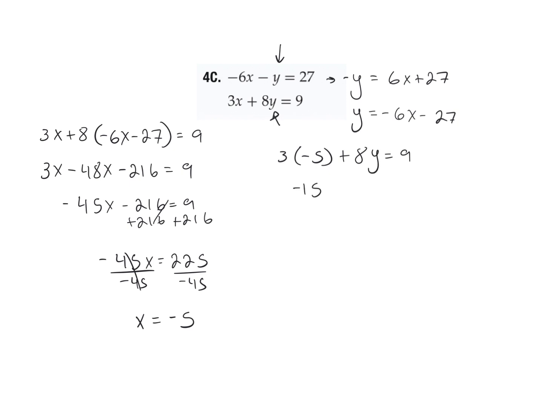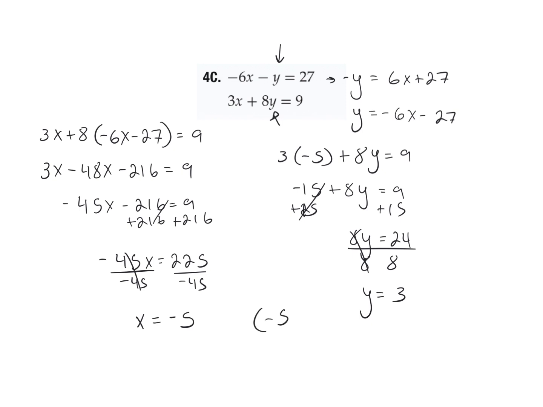So that will be negative 15 plus 8y equals 9. Sorry, I'll add 15 and I'll get 8y is equal to 24. I'll divide by 8 and I get y is equal to 3. Again, your final answer is negative 5, comma 3.